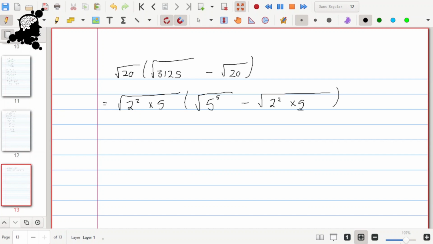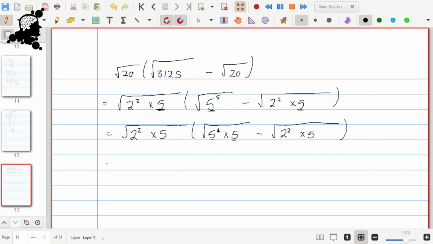Notice that we've got times 5 here, we've got times 5 there. So I'll need to rewrite this 5 to the power 5 so that we have something times 5, just for consistency. This is 2 to the power 2 times 5. This is going to be the same as 5 to the power 4 times 5. Remember from laws of exponents, if I multiply numbers of the same base, I add the exponents. So 5 to the power 4 times 5 to the power 1: 4 plus 1 will still give us the 5. Minus the square root of 2 to the power 2 times 5.